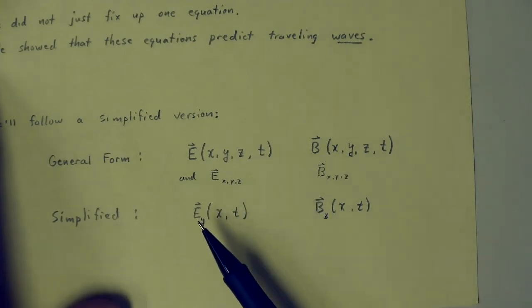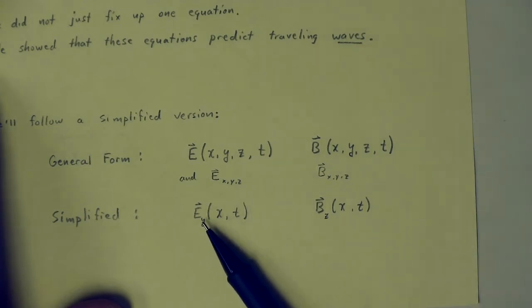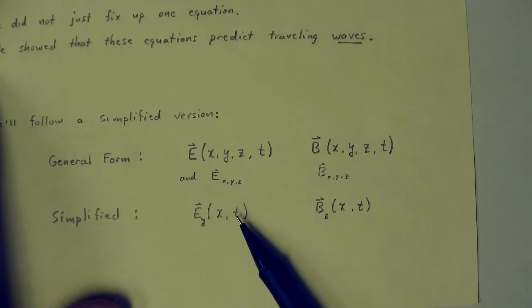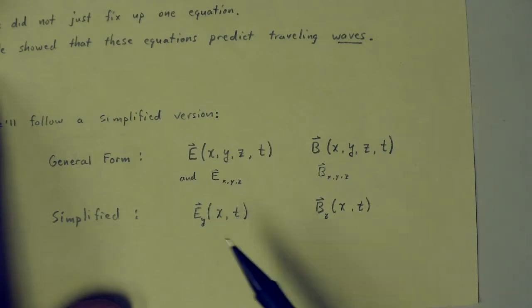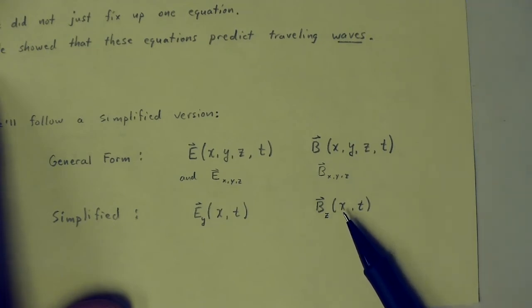We're going to say that the electric field only has a y component, and it only varies in the x direction. As you move along the x-axis, this y electric field varies. And it might also vary with time. In the same fashion, we'll say that the magnetic field has only a z component, but varies also along the x-axis and time.